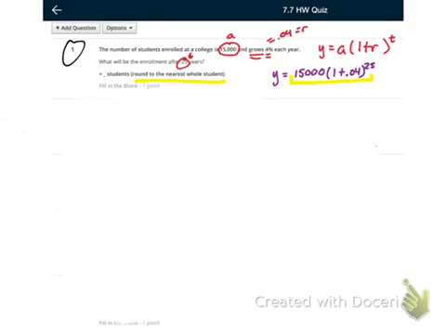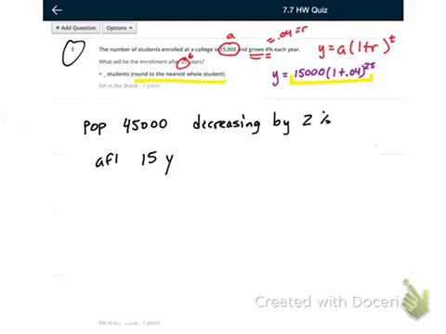So on the homework quiz problem, I believe it talks about the population of a city. It starts at 45,000 and it is decreasing by a rate of 2% each year, and they want to know what the population will be after 15 years. So this problem is exponential decay. So we're looking at y equals the original amount, and then 1 plus, or sorry, not 1 plus the rate. Since it's decay, decreasing, 1 minus the rate, raised to the time power.